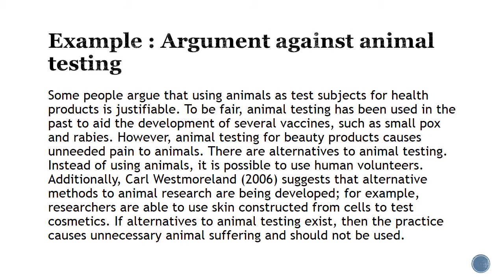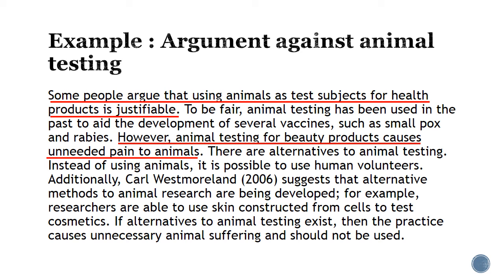Here's another example of counterargument using the topic of animal testing. I begin by addressing the other side. Some people argue that using animals as test subjects for health products is justifiable. To be fair, animal testing has been used in the past to aid the development of several vaccines such as smallpox and rabies. And at this point, I turn it around and try to reaffirm my argument with evidence.